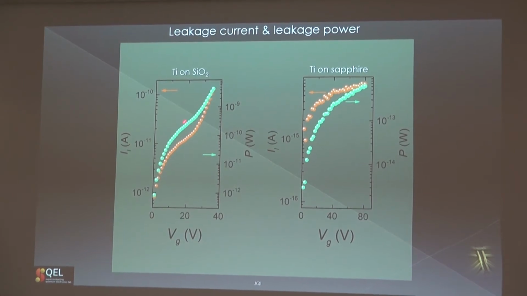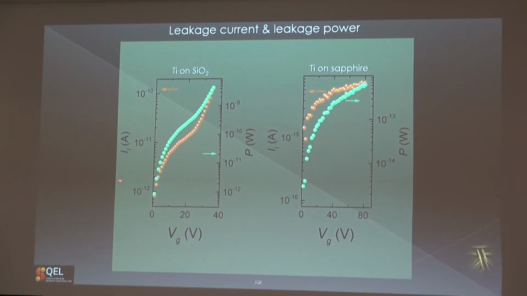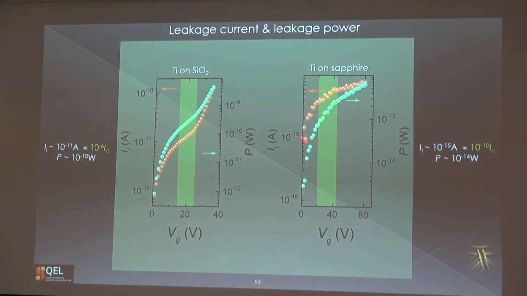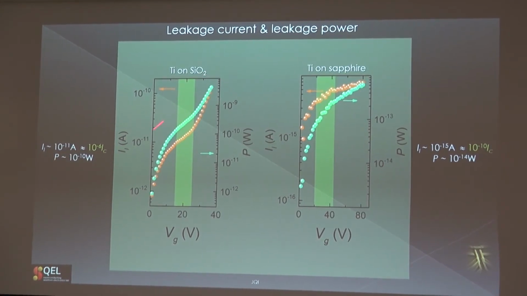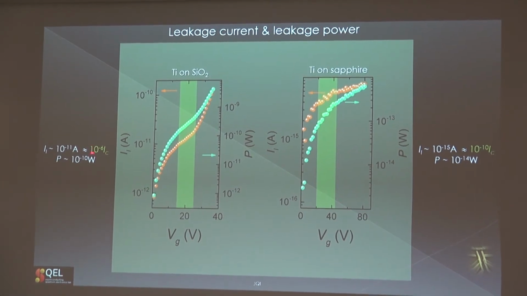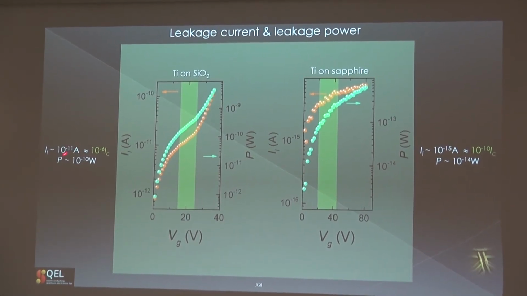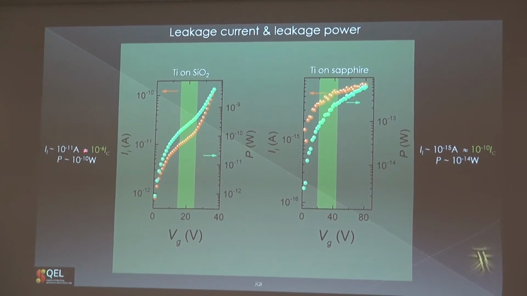So it's the orange scale, and the green one is the power, the leakage power, let's say. We see that on the left again is on silicon oxide, and the right on sapphire. Okay, so we see that basically in the regimes where we have supercurrent suppression, in the case of silicon oxide field effect transistor, the leakage current is of the order of 10 to the minus 11 amps. So 10 to the minus 6 times smaller than the critical current, for a typical power loss of 10 to the minus 10 watts.